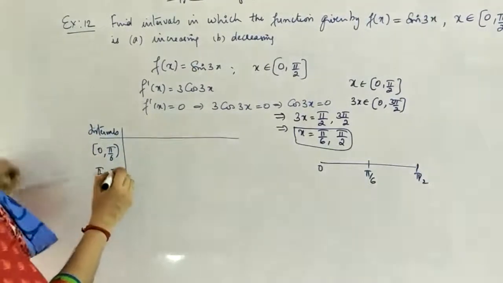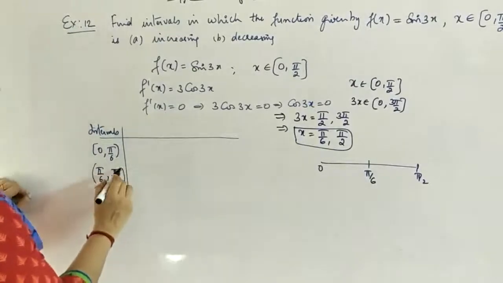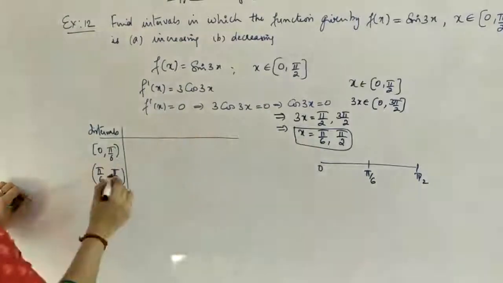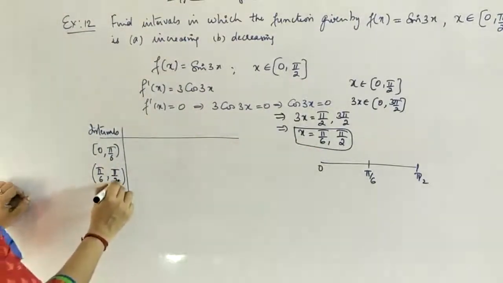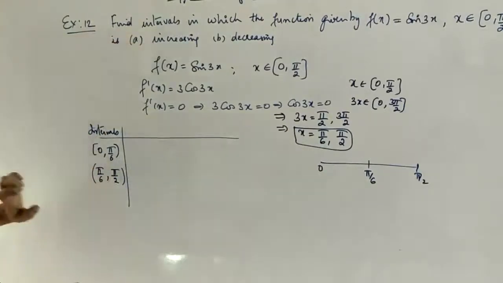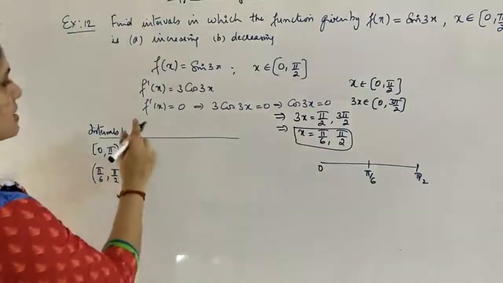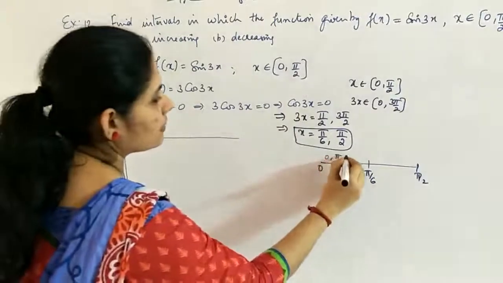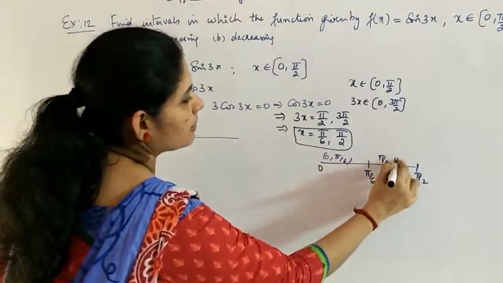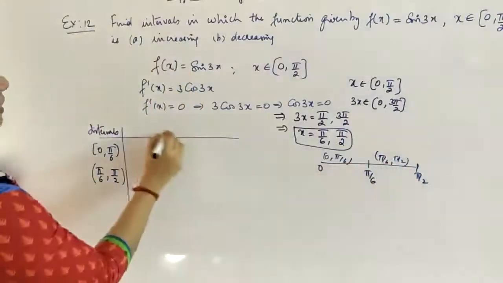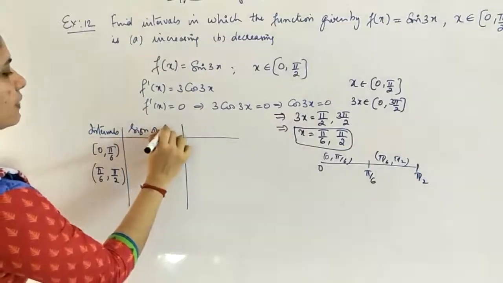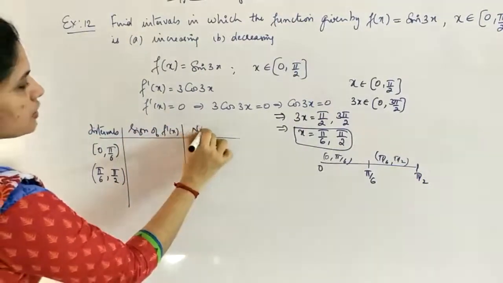Again we are taking open. Why? Because this pi by 2 is a point which you have got as x value. That's why we have taken it as an open bracket. Okay, otherwise it will be closed when you are finding out for increasing, and for strictly increasing it will be in open brackets only. So these are the two intervals, 0 to pi by 6 and pi by 6 to pi by 2. Now we have to go for the sign of f dash of x and nature of the function.